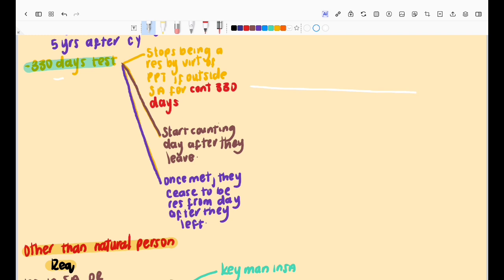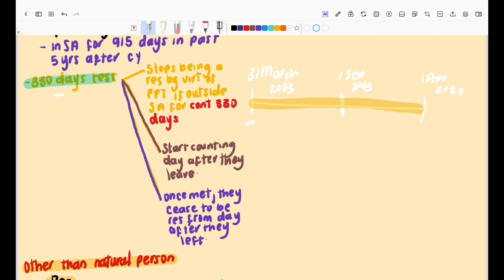Let's say your year starts on the 31st of March 2023 and it ends on the 1st of April 2024, and you meet the PPT test on the 1st of September 2023. They are going to tax you for the whole year. So even though you met the PPT test on the 1st of September 2023, they're going to consider you to have been a resident from the beginning of the period, right?